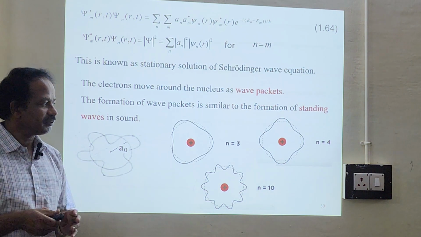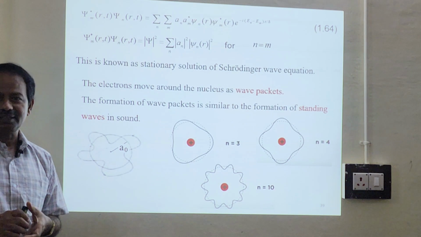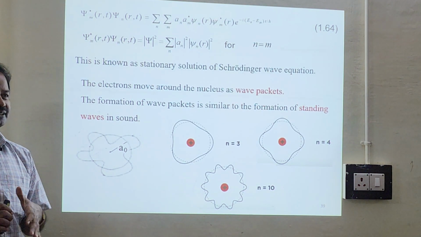Okay, so we'll wind up today. This is a very important question, as I said earlier. This question will appear in the examination, for a 10 mark question.